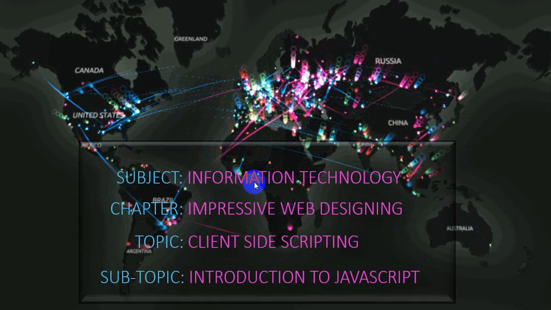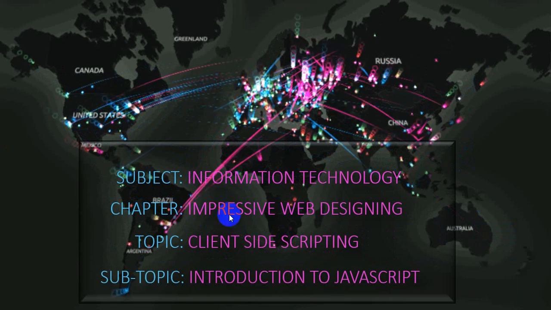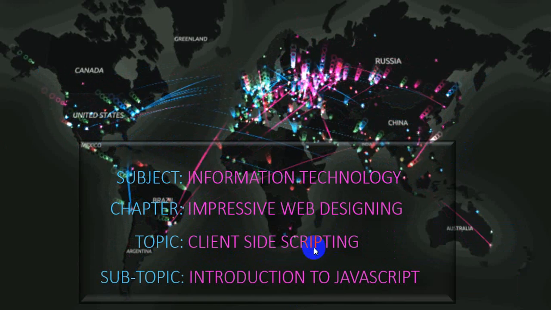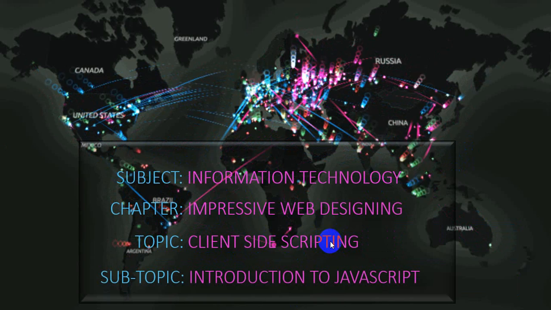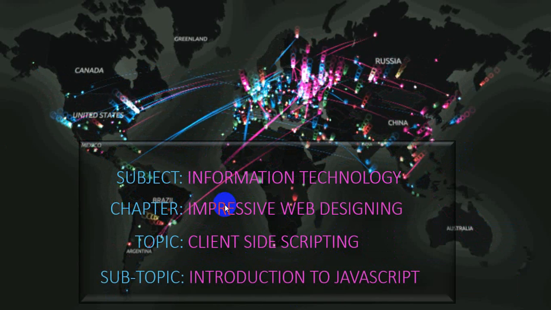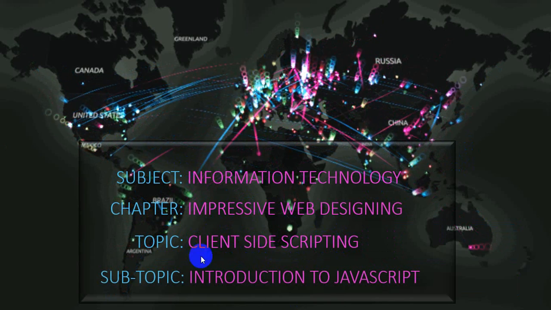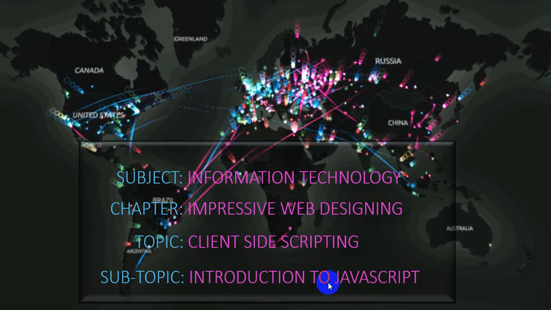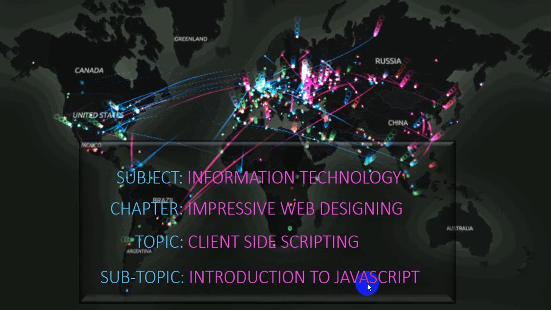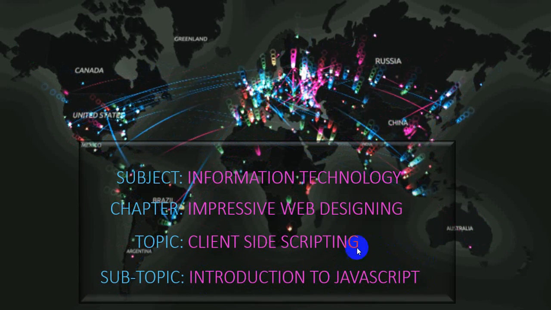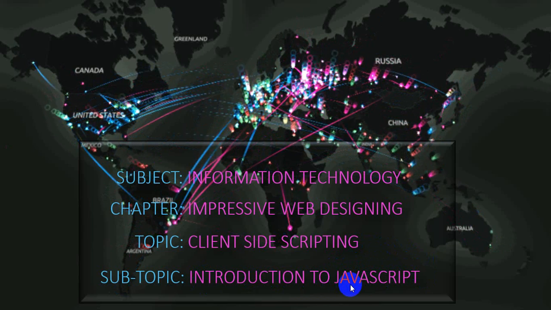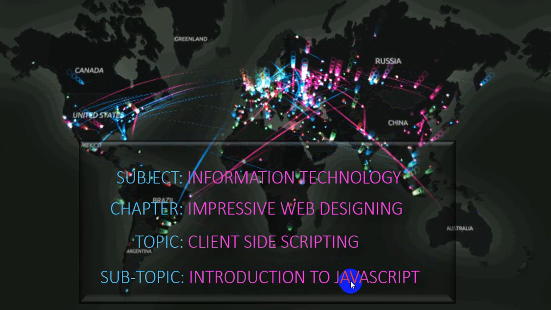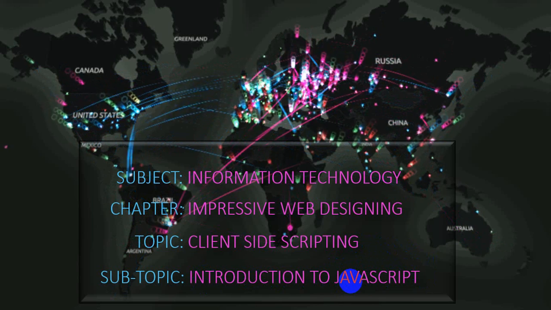Okay, our subject is Information Technology. Our chapter name is Impressive Web Designing, and our topic is Client Side Scripting. What is client side, I will tell you each and everything. Just for the time being, try to understand our chapter name and topic. In client side scripting, we will be learning an introduction to JavaScript. What is JavaScript? JavaScript is a programming language, or just try to understand, JavaScript is a computer language.